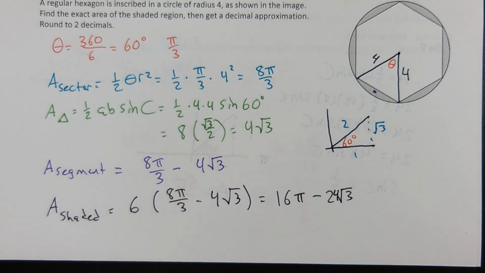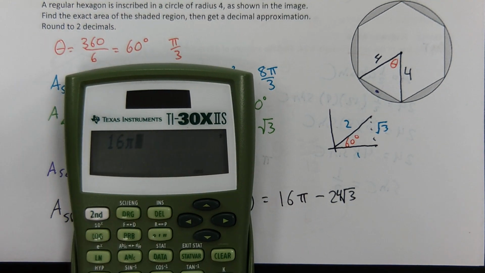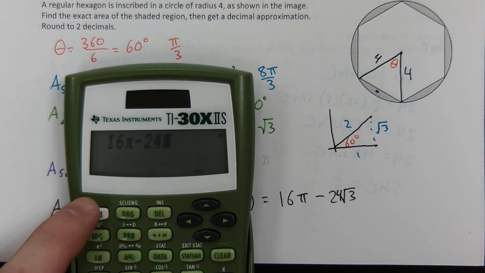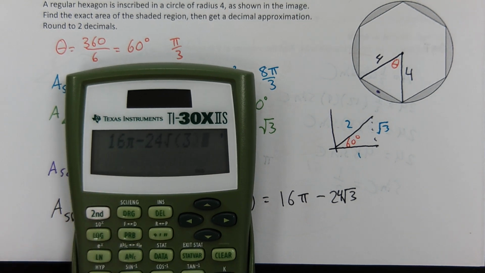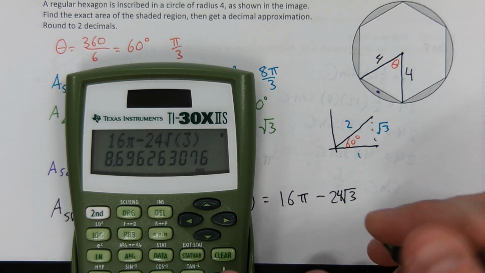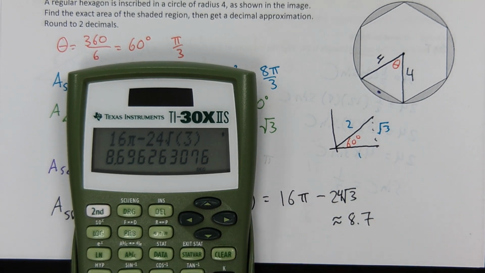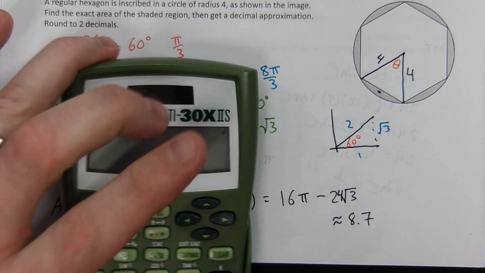But then, of course, I'm going to have to grab a calculator to figure out what that number is, because I don't know. 16 pi minus 24 square root of 3 is... Oh, and if you round that to 2 decimals, you actually get bumped up to 8.7. Boom, baby. There it is.